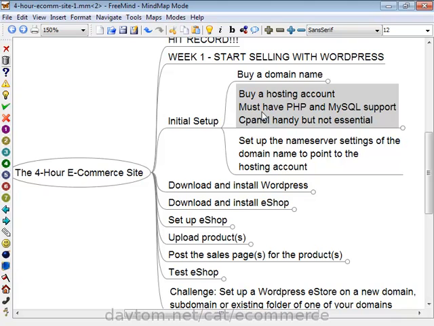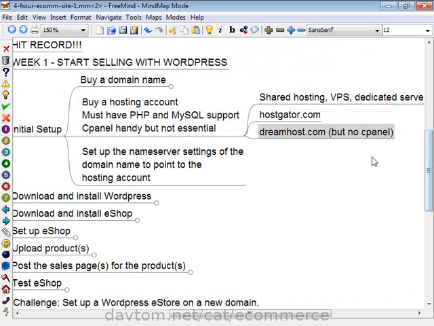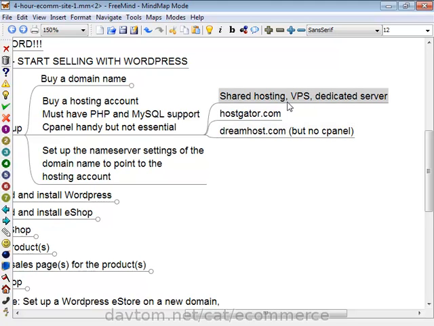You're going to need to obtain a hosting account, and you need PHP and MySQL support in that hosting account. Usually, it'll be using a Linux server rather than a Windows server. cPanel is handy but not essential, and I'll show you what I mean by cPanel. Now, there's three options. Shared hosting is the cheapest option, and what happens there is you get space on a server that's shared with a number of other accounts. So one server may be serving the accounts of 50 customers or some number like that, maybe 20. It depends really on the hosting service.